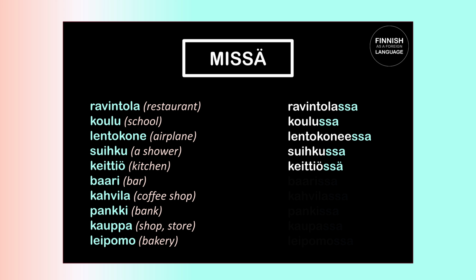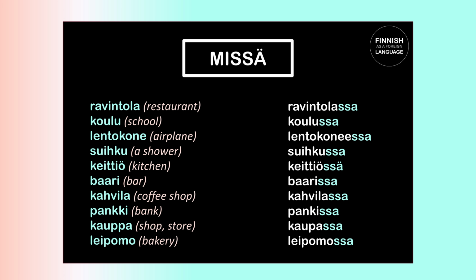Baari means bar, changes to baarissa, which means in the bar. Kahvila means coffee shop, changes to kahvilassa, meaning in the coffee shop. Or we also have pankki, which means bank, changes to pankissa. Here we have the consonant gradation, by the way. So the double K changes to one K. Next one, kauppa means store or shop, changes to kaupassa. Also here we have the consonant gradation. And our last one, leipomo, which means bakery, changes to leipomossa, literally meaning in the bakery.